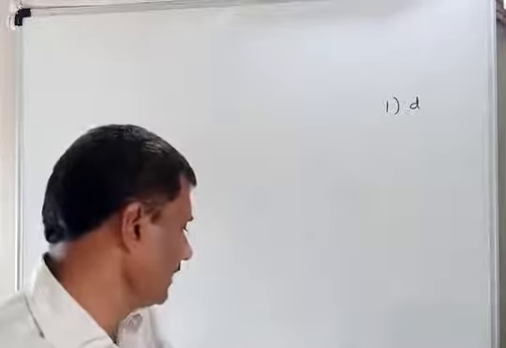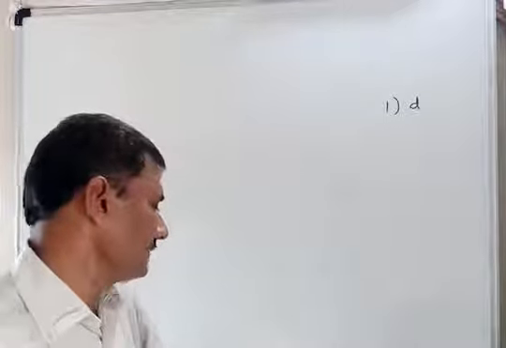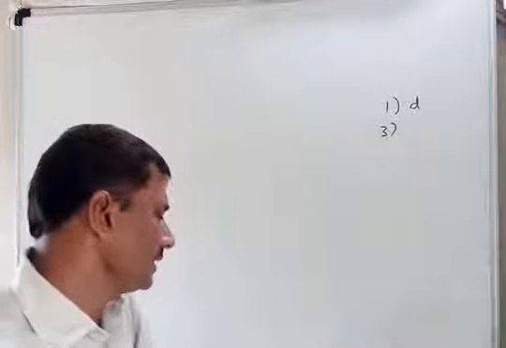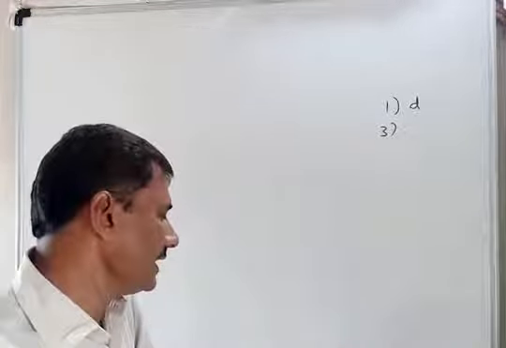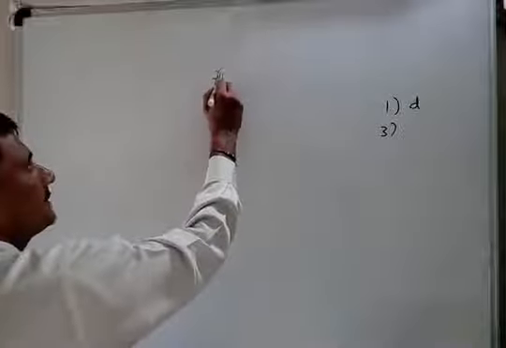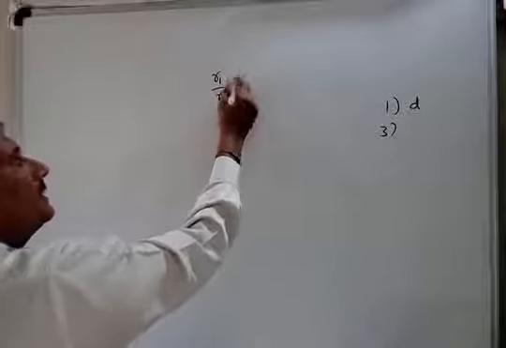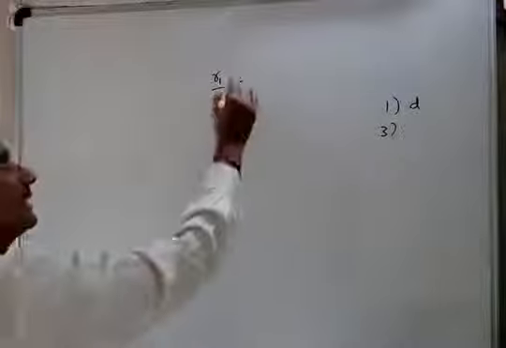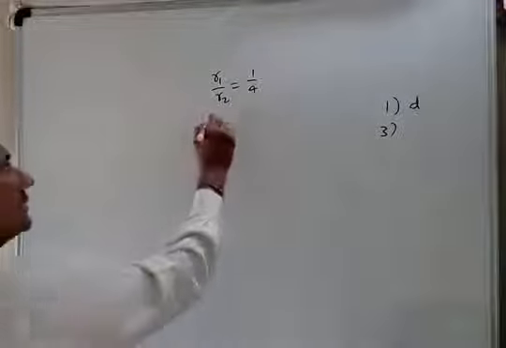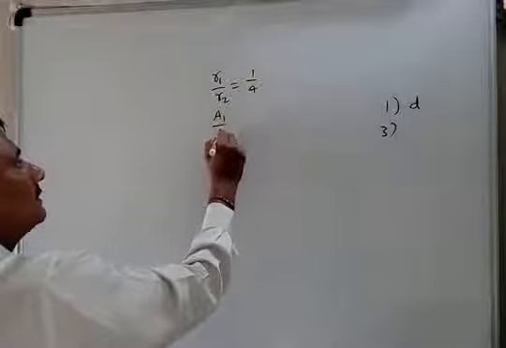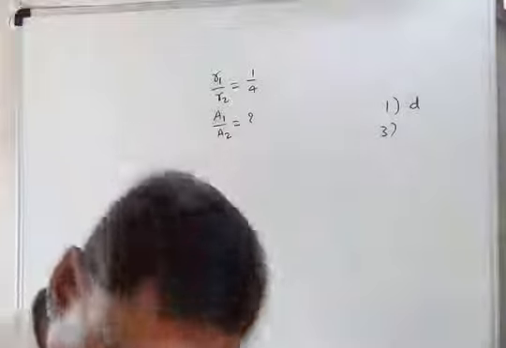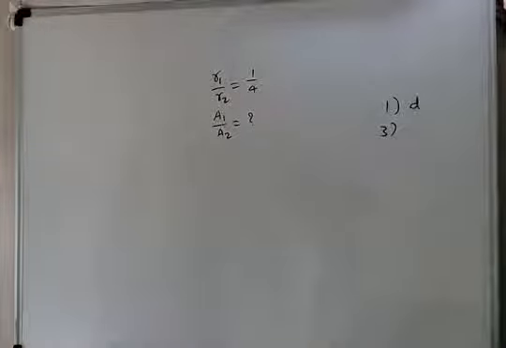Now look at number 3. In number 3, the ratio of radii of 2 spheres is 1:4. It means 2 different spheres are given and the ratio of their radii is given as 1:4. And they are asking the ratio of their areas. So the ratio of area is asked there.